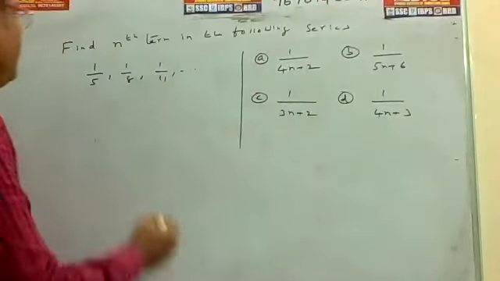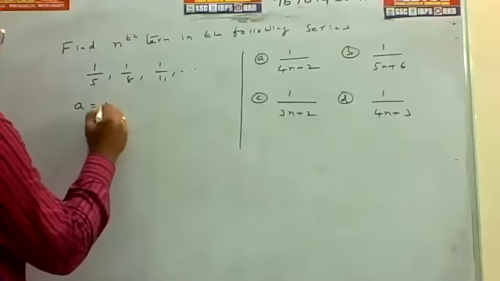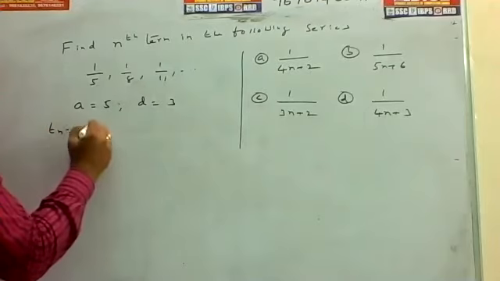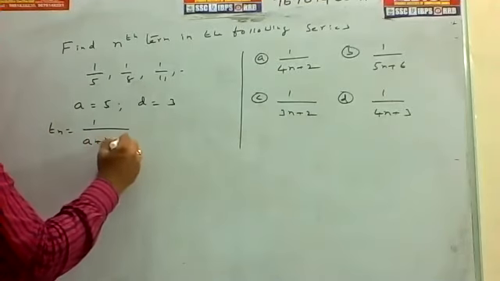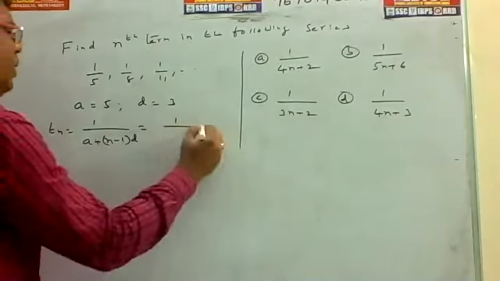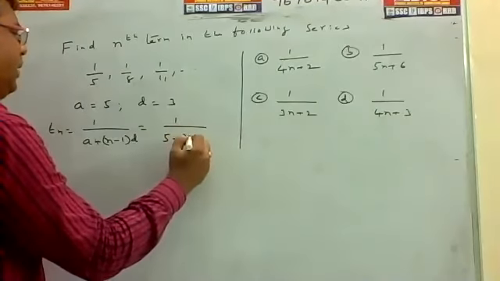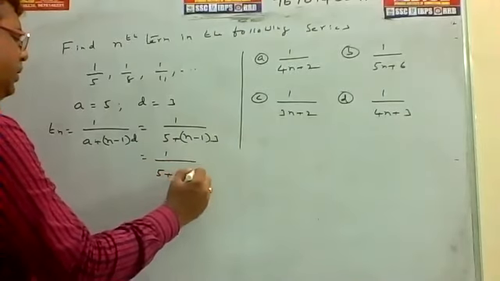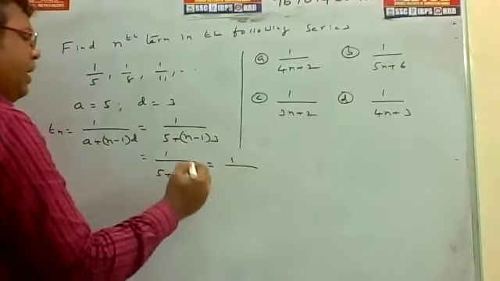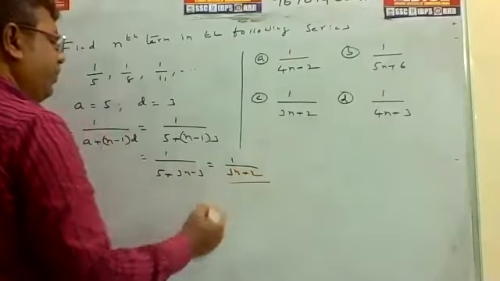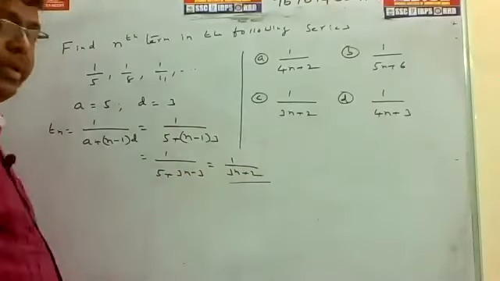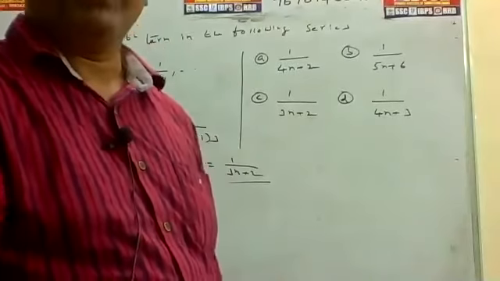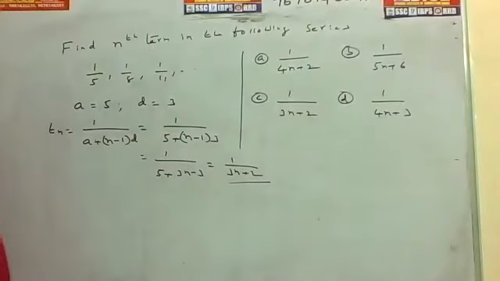Now see here. So a is equal to 5, d is equal to 8 minus 5, which is 3. So Tn is equal to 1 by a plus n minus 1 into d. This is equal to 1 by 5 plus n minus 1 into 3, which is 1 by 5 plus 3n minus 3. This is equal to 3n plus 2. 5 minus 3 is 2. So the answer is 1 by 3n plus 2.